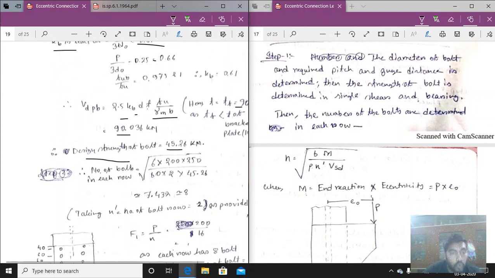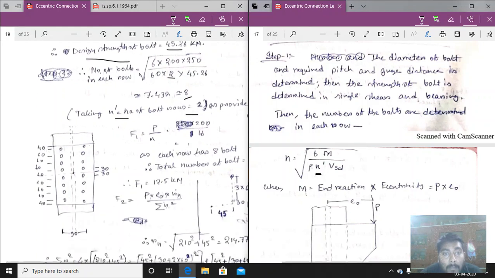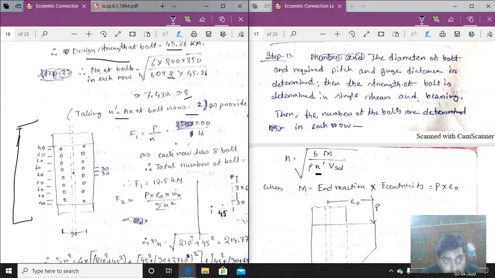Number of bolts in each row, now you have to determine, putting all the values. So 8 bolts will be in each row. Taking n dash, the number of rows, as 2, as provided. So in total we are providing 2 rows, and in each row 8 bolts are there. This is the diagram of the bracket connection. In each row 8 bolts are there, and edge distances are also provided, 40 and 60, and the bracket connection will look like that.